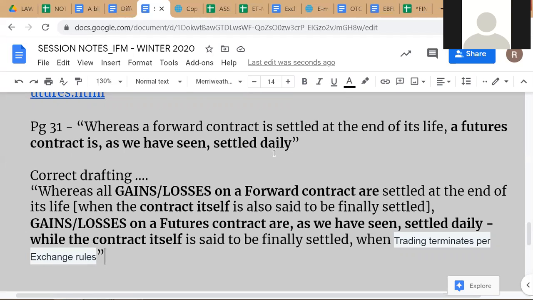The futures contract is finally settled only once. It is the gains and losses on the contract that are settled daily. So this fine distinction should have been made. That's the first point I want to make.